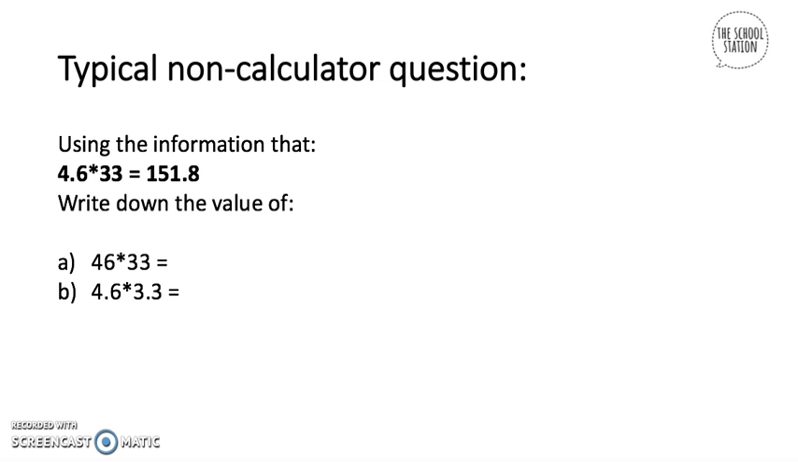Over here we have a typical non-calculator question, and it's telling us that using the information that 4.6 times 33 is 151.8, write down the value of A, 46 times 33, and B, 4.6 times 3.3. I'm going to start off by showing you how to do part A, because maths is more of a step-by-step process, so we have to do things systematically.